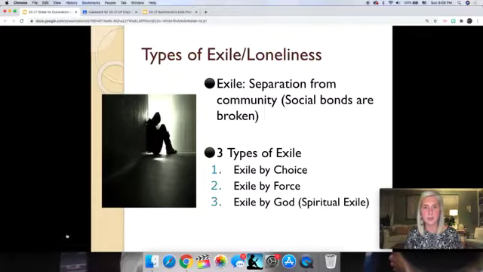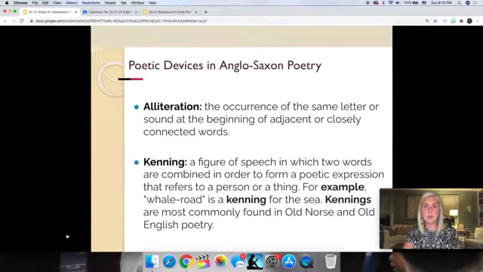You took notes on this when you were independently listening or reading through The Seafarer in week 2. The three types of exile are exile by choice, exile by force, and exile by God or spiritual exile. Just as a note, exile by God or spiritual exile is something we only see in the selection from Beowulf we will do starting next week. So we will see either exile by choice or exile by force in one of the 3 Anglo-Saxon poems that you will study from the Exeter Book in this small unit.